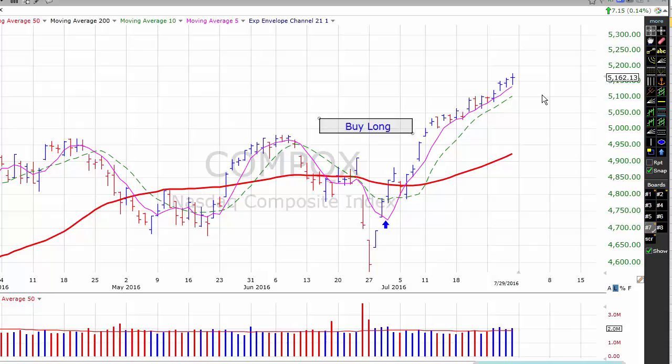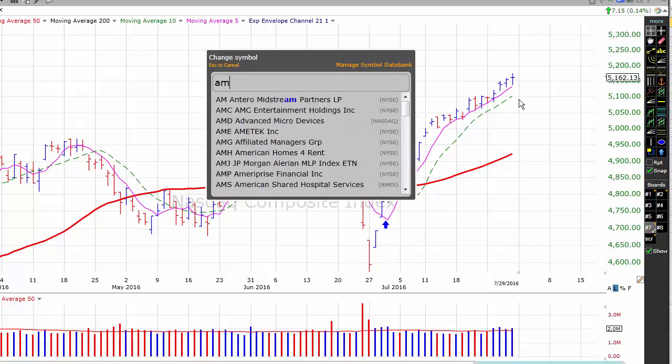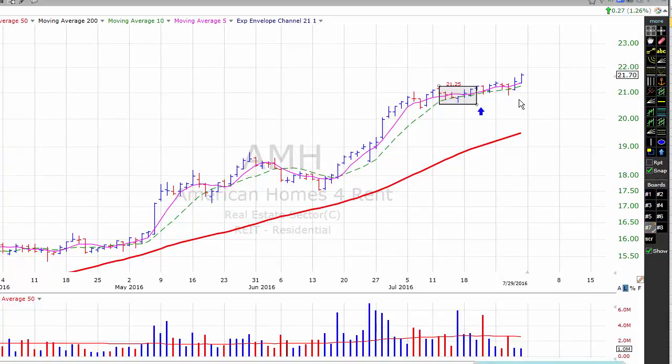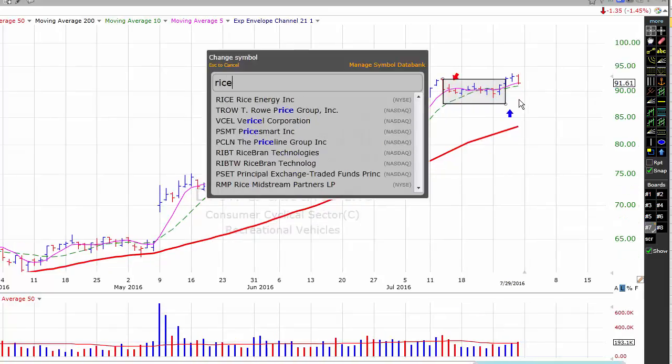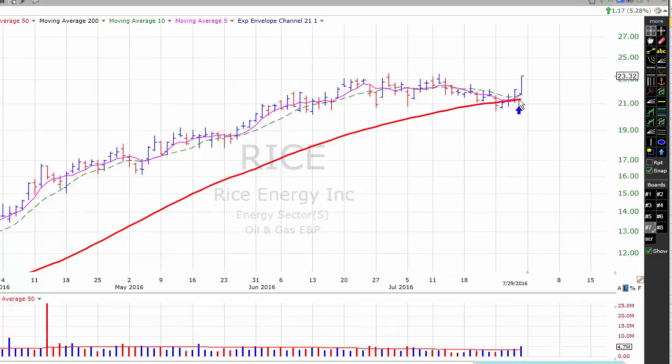Currently we hold 5 swing trade positions: AMH, DW, RICE, all of which report earnings this week and all of which we will sell prior to their earnings reports.